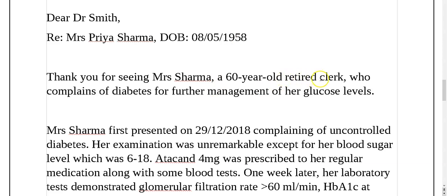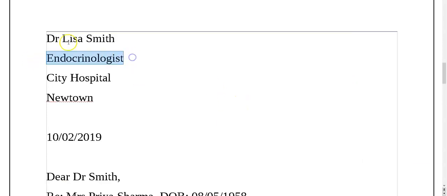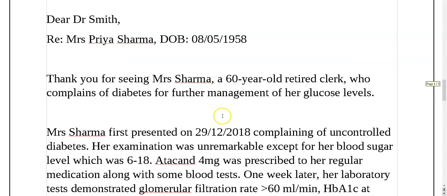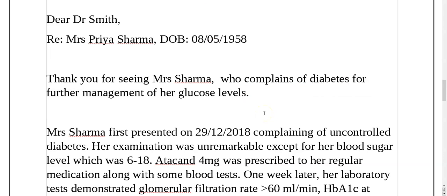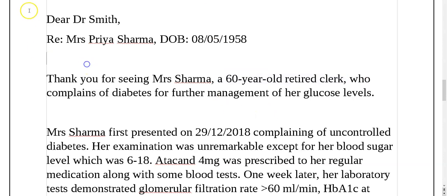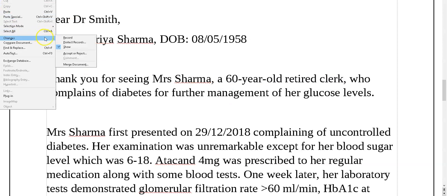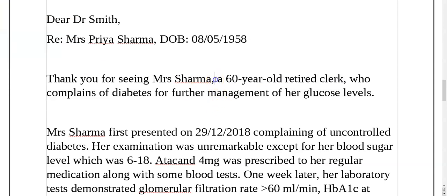And retired. So if she's retired, what difference does it make what her previous occupation was? Is this going to have any bearing on the reader and their treatment of the patient? If the answer is no, get rid of it. It's that simple. Oops, I'll tell you what, forgot to put some changes on. Let me do that now. Okay, so nothing to do with me. Get rid of it.